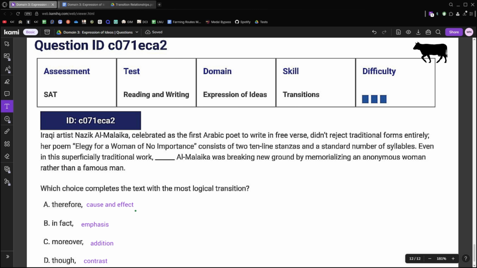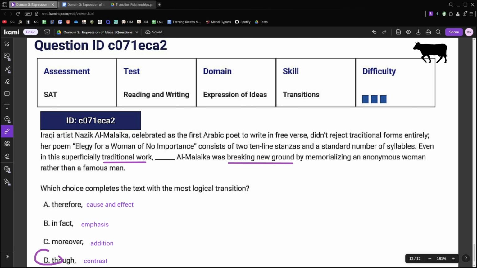Whatever. Anyways, there's nothing left we can do but just read it, so we're gonna read everything before the blank, and then everything after the blank. Even in this superficially traditional work, blank, this person was breaking new ground by memorializing an anonymous woman rather than a famous man. So here it says that normally this work is traditional, but this person was breaking new ground. These are two different ideas. These are two opposite things, which means we're contrasting. And of course, the only answer choice that has a contrast transition word is D.